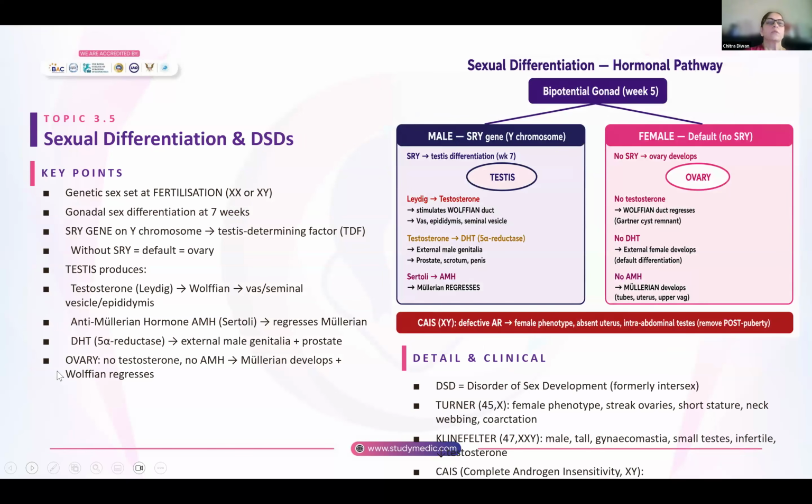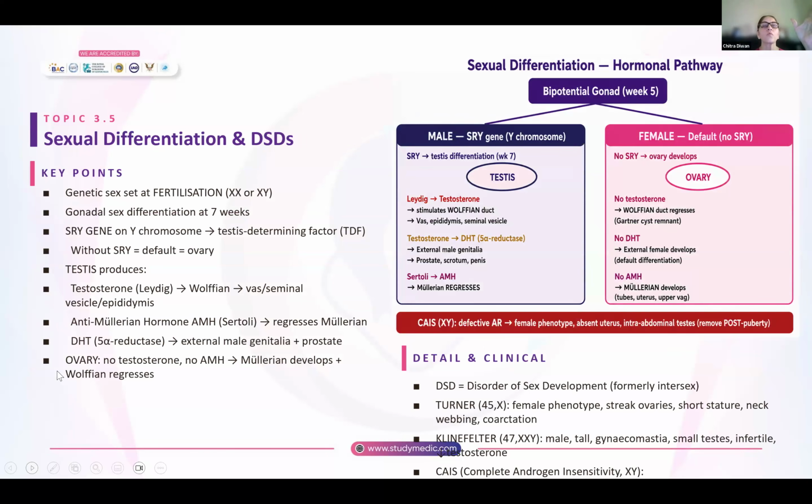Now coming to sexual differentiation and disorders of sexual differentiation. Previously, it was called intersex. To know this, you have to first know how sex is determined in the developing fetus. The key point is that genetic sex is always determined at fertilization.